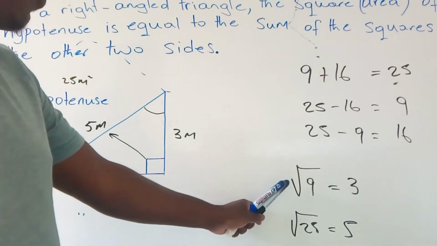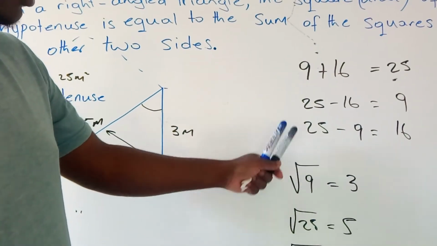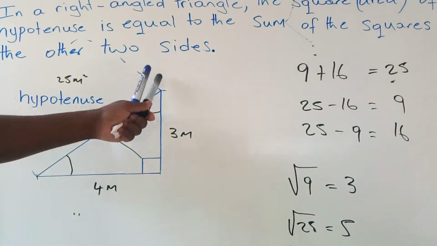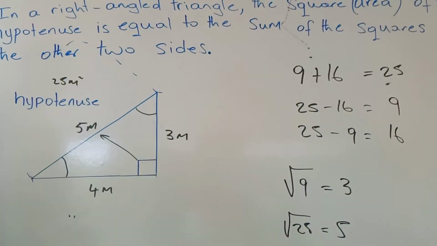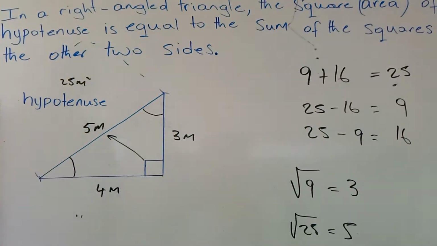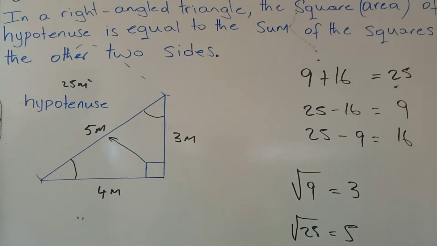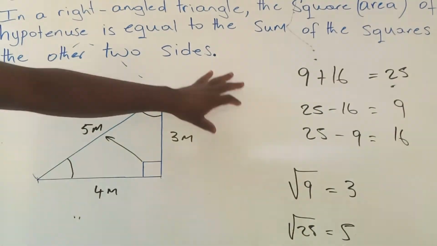And if we square root each area, we get back the length of one side of the square. And all of those are really, really interesting. So this is basically what the Pythagoras theorem is saying.